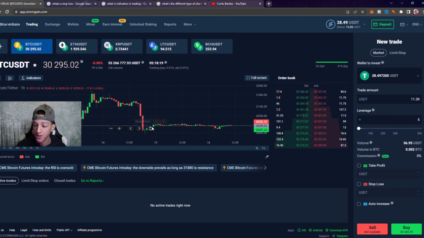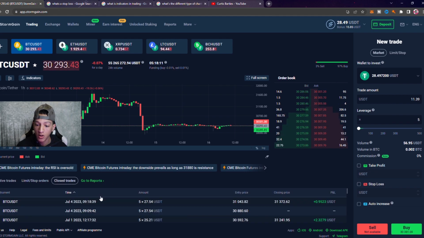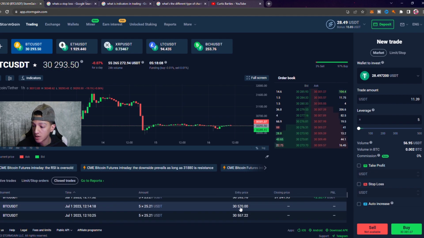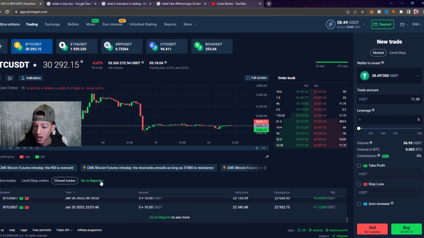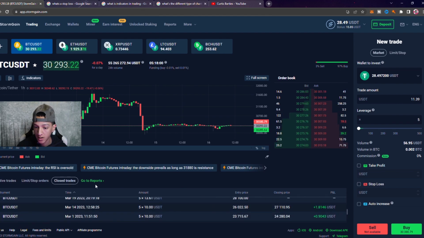So let's get right into making a trade on StormGain. So let's just go off my current trades. As we can see, there's no current ones at the moment. Yeah, we got closed trades. So basically these are all the trades I previously made on StormGain itself. As you can see, there's all the previous ones, and you can just go to the pool, which I'm not going to go on today's side.